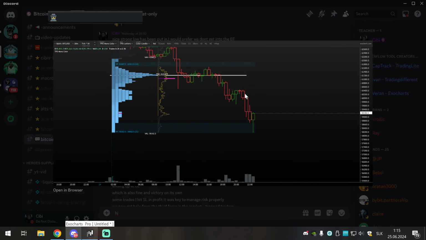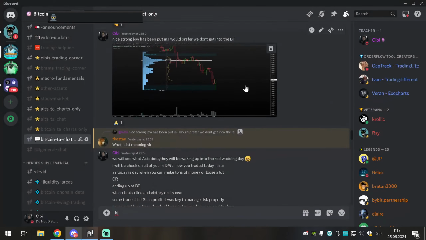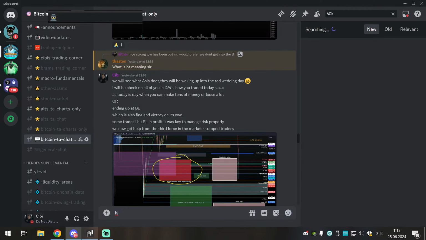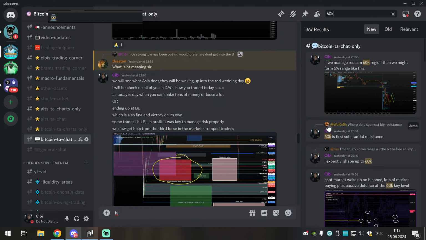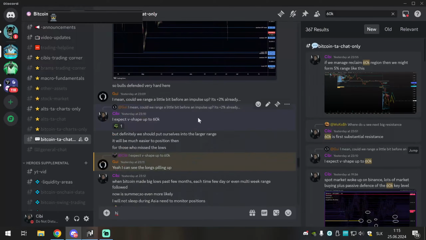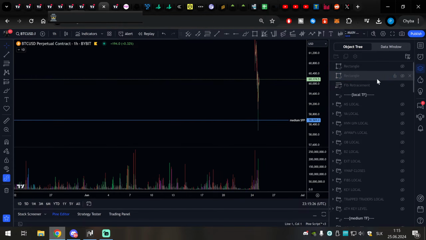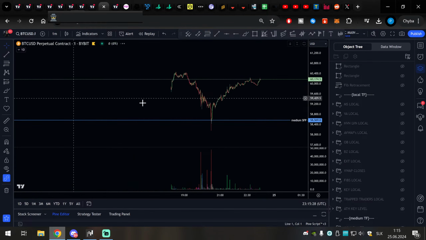So a trader was asking what's the main resistance. You are having a strong low put in. I said in the group, where did I say that? Let me search. So here I'm posting, at 11 something, I expect V-shape recovery up to 60k. Even my targets are coming from statistics. This is not guessing. This is from statistics. I took hundreds of trades like this.